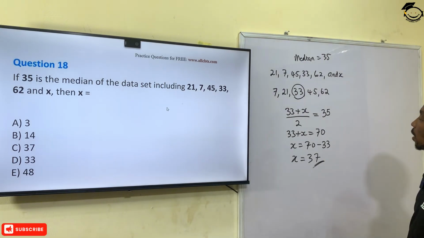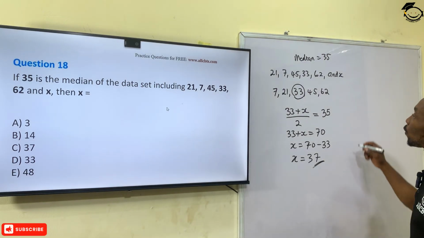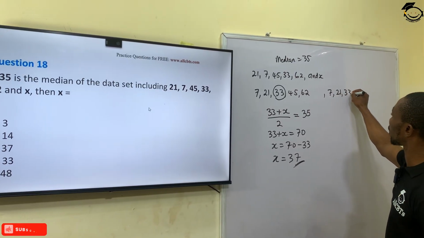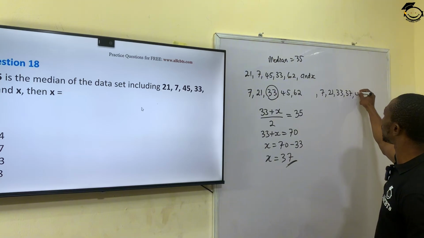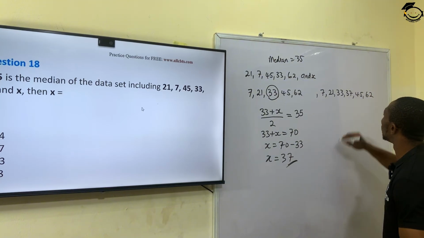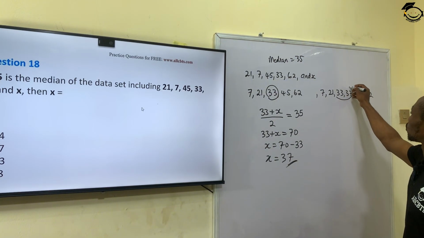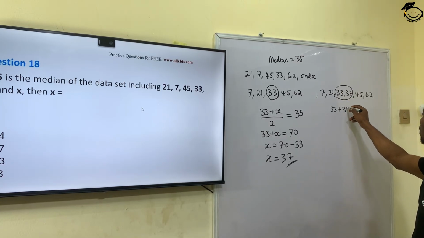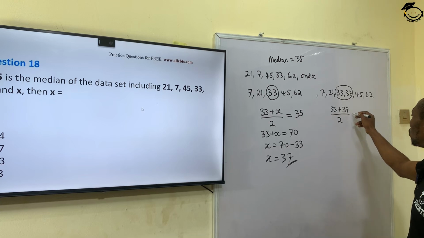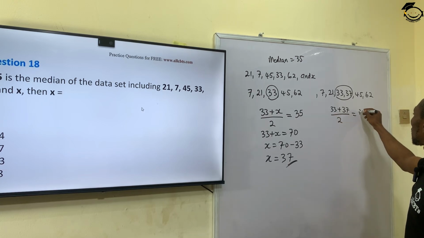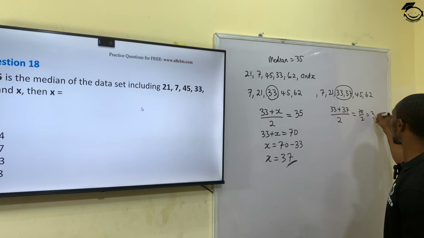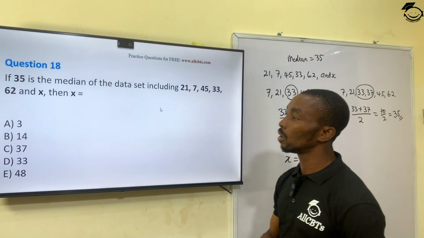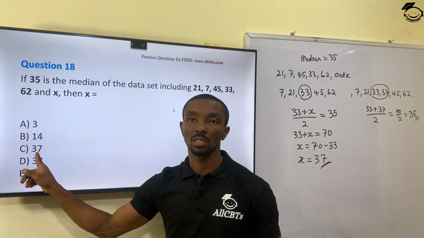Now let's check if we are correct. So if we have it as 7, 21, 33, 37, 45, and 62. Now, our two middle numbers would be this. So adding 33 plus 37 divided by 2 would give us 70 over 2, which will give us 35 as our median. So our correct answer would be 37.